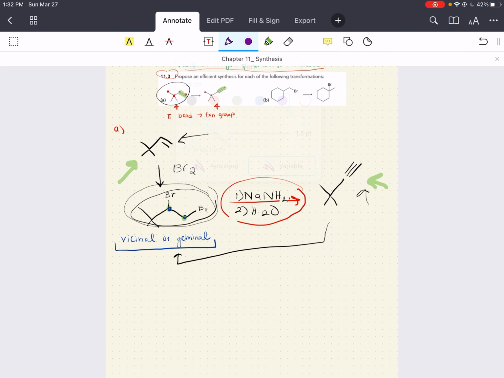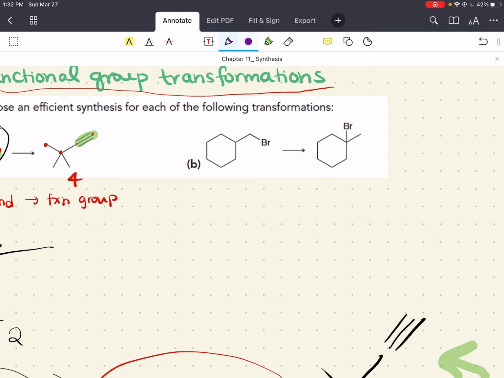All right, fantastic. Now let's do B. Now we're going to take a good look at B. We're starting off with this ring structure that has one carbon and a bromine. So we're starting off with an alkyl halide, where the bromine is added to this carbon right here. And we want to end up with a structure where the bromine is at the same location as this methyl group. So what we are doing here is moving that functional group.